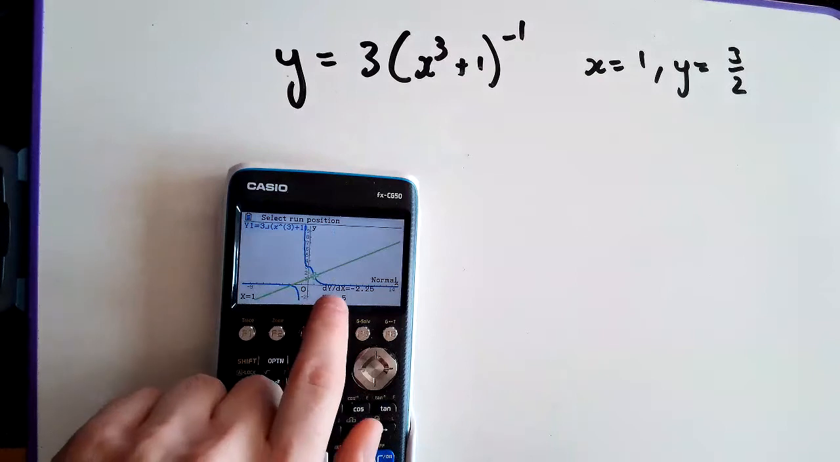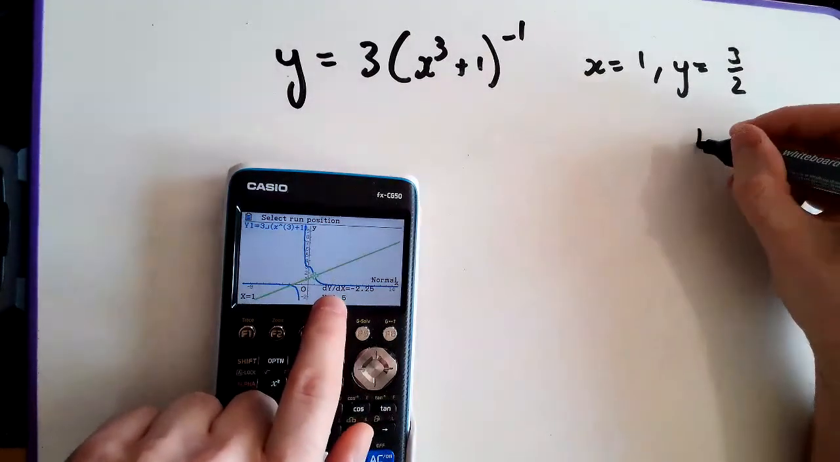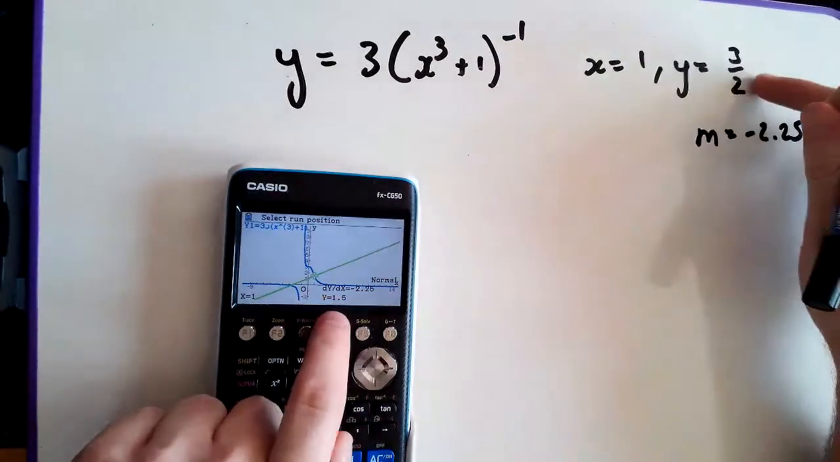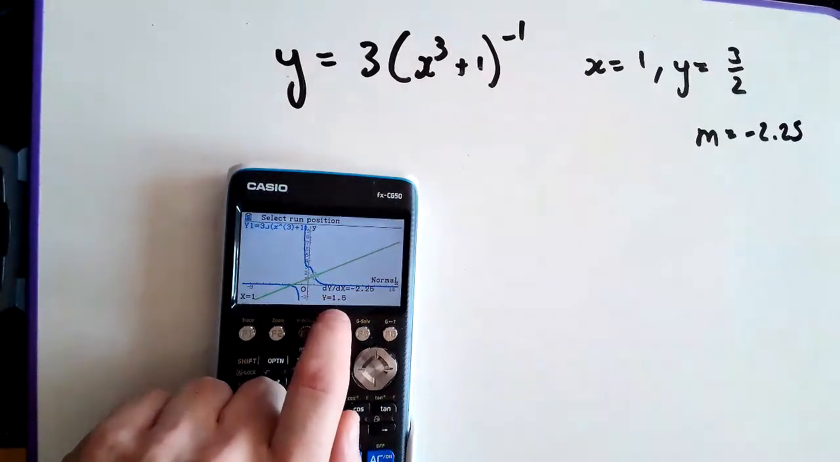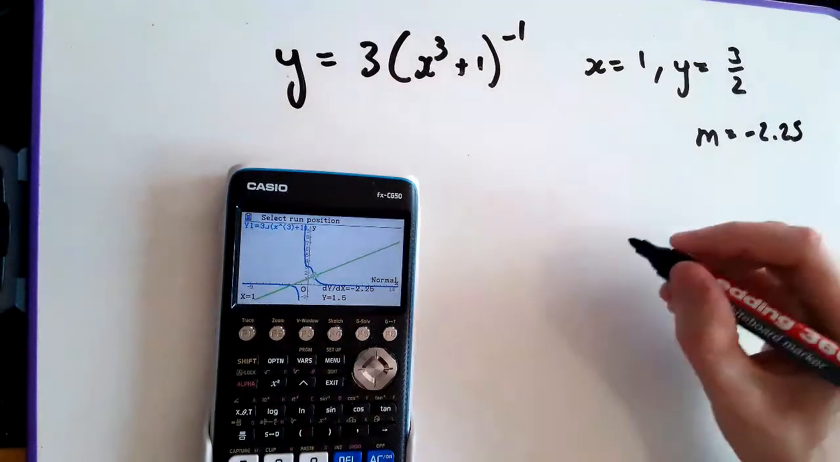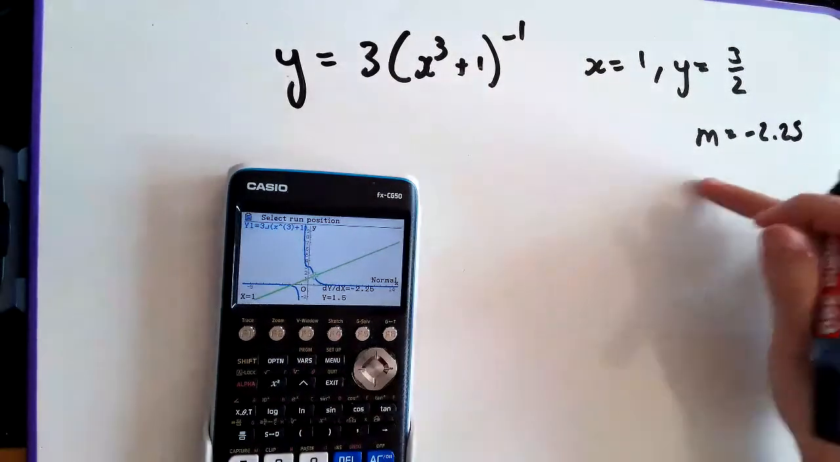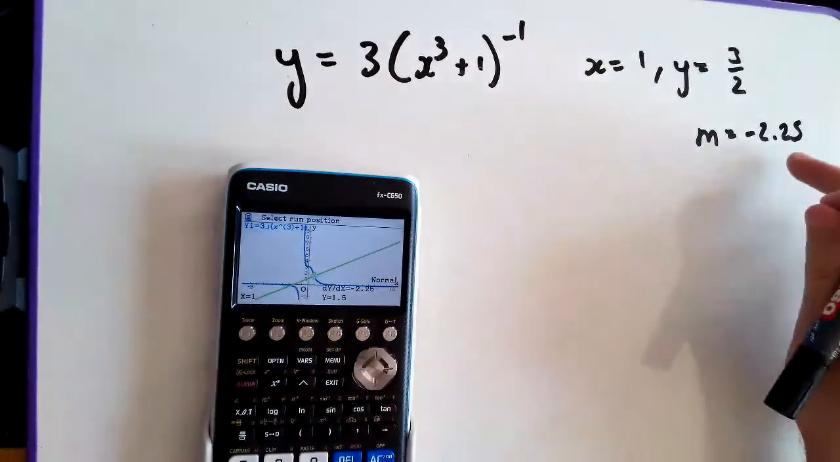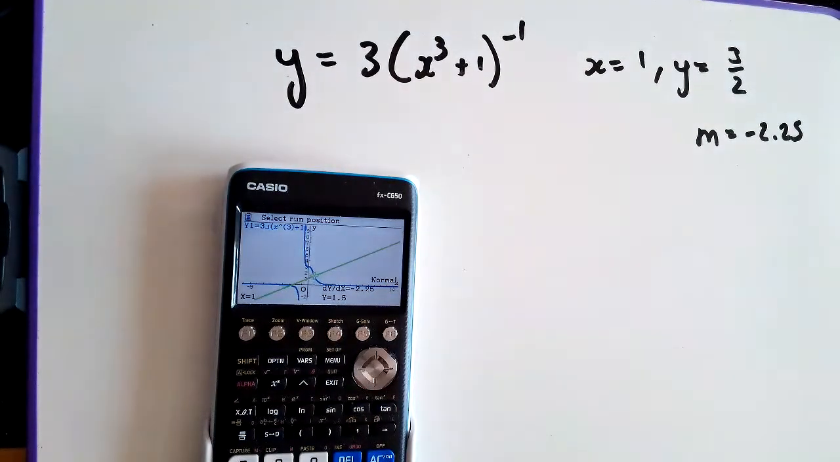So ignore dy by dx, just imagine that is m. So it's giving me that m is minus 2.25. It's giving me what y is, 1.5, which is 3 over 2. So I've got all the numbers I need to work out the equation. So I could do it straight away now. But to get the marks though, we need to show that m is minus 2.25.